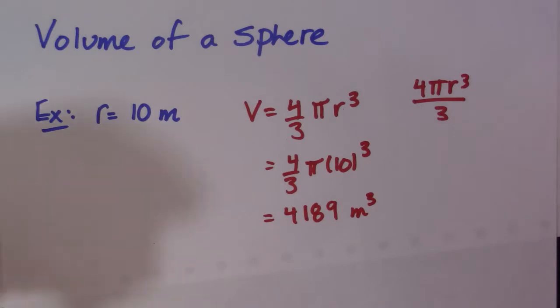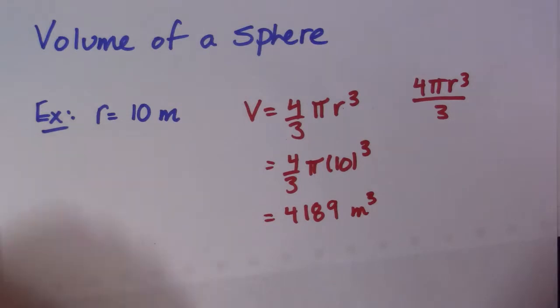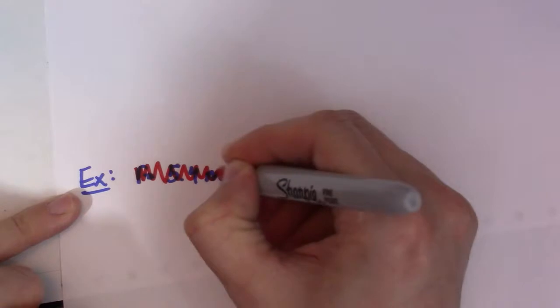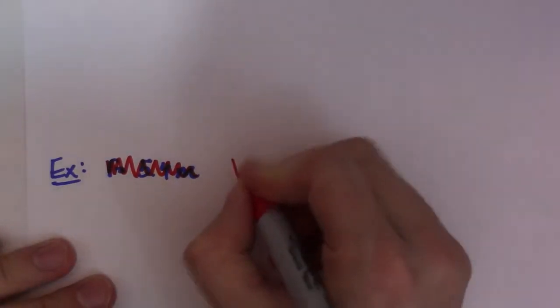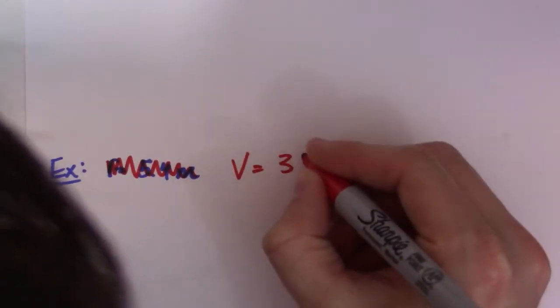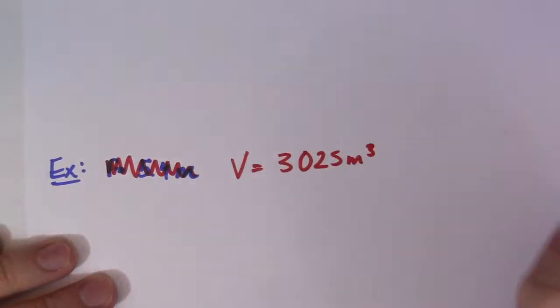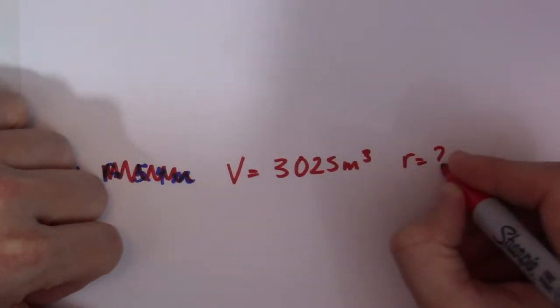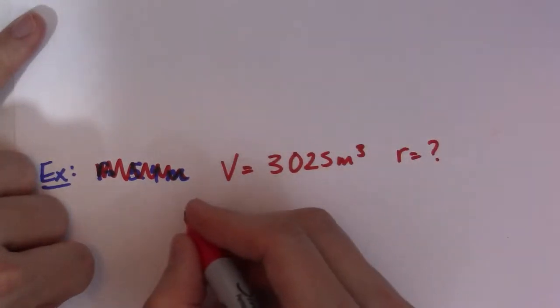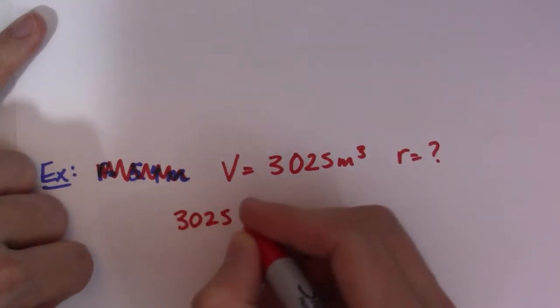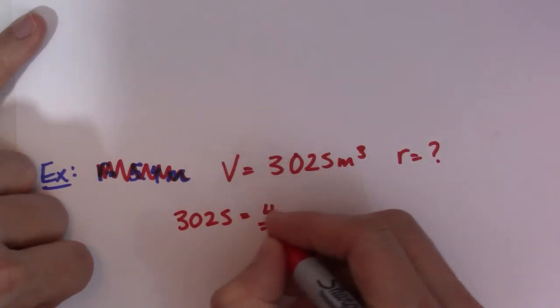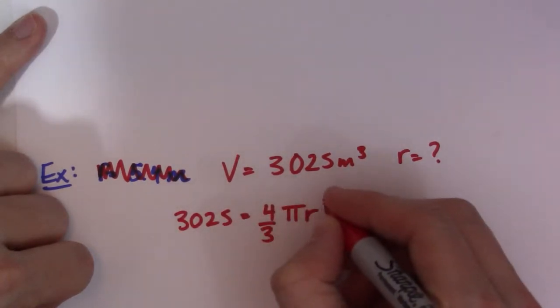So why don't we do a reverse example where we're given the volume and we need to find the radius. I had another radius example, but it's kind of easy. So I'll scratch this one out, and I'll say, what is the volume of a sphere? So if we have a volume of a sphere that's 3,025 meters cubed, and we need to find the radius, we use our formula again. So we'll say the volume is 3,025, and that's equal to 4 over 3 pi r cubed.